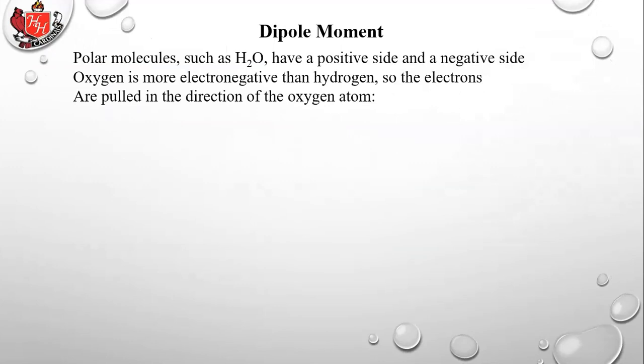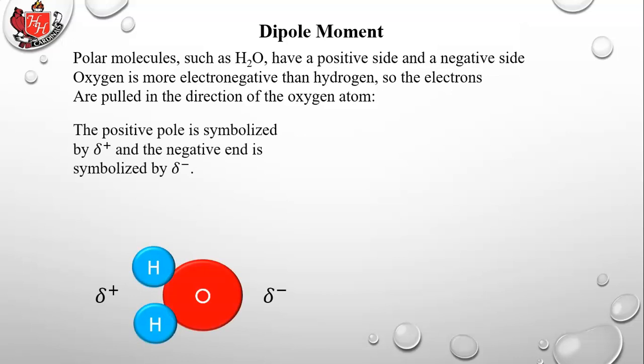So polar molecules such as H2O have a positive side and a negative side. We talked about that way back in the foundations unit. Oxygen is more electronegative than hydrogen, so the electrons are pulled in the direction of the oxygen atom. So the positive pole is symbolized by delta plus, that's a lowercase Greek letter delta, and the negative end is symbolized by delta minus. So you've seen those symbols before way back.